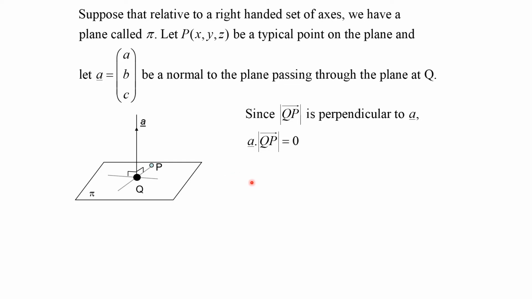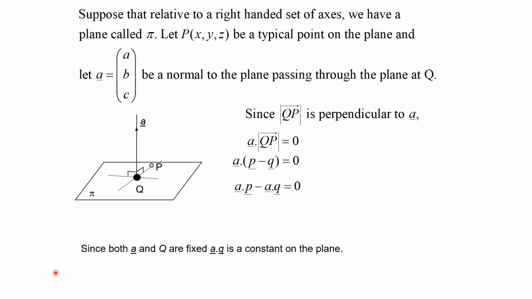P minus Q, obviously. And since QP and A are perpendicular, the dot product obviously has to be 0 based on the basic properties of scalar products of vectors. So next, since QP is P minus Q, we write A dot (P minus Q) equals 0. Therefore, because of the distributive law, A dot P minus A dot Q equals 0.